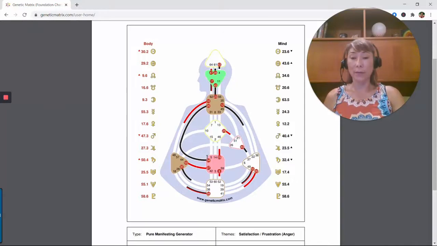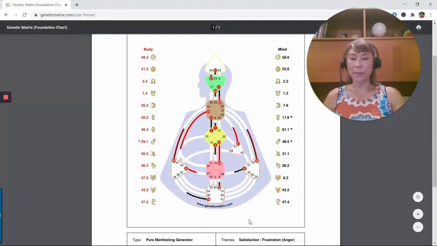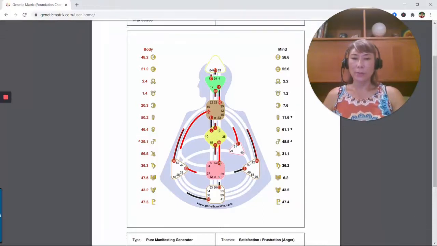And here's another example of a pure manifesting generator. The sacral center is defined, the throat center is defined, but it's not defined through the 34-20 channel. It's actually defined via the G center, which is the center for love, identity, and direction. So there's a channel that moves from the sacral to the G center, and then another channel that moves from the G center to the throat.